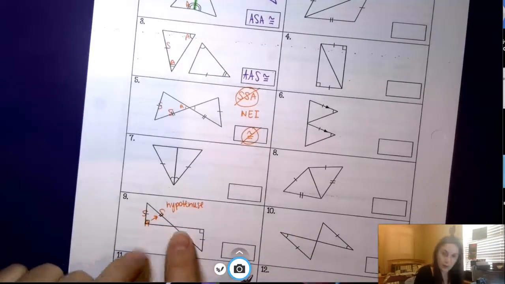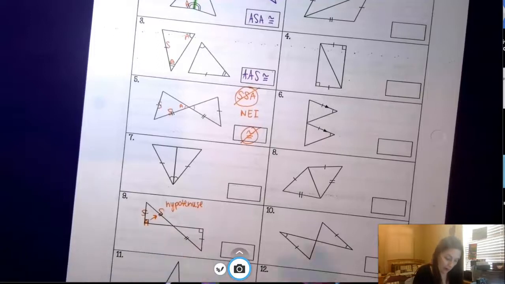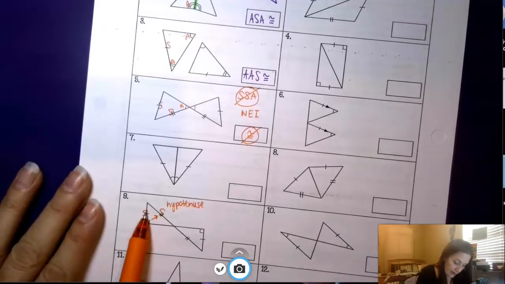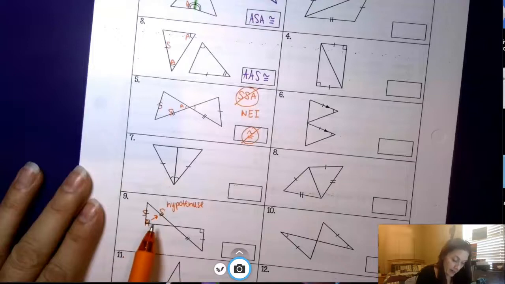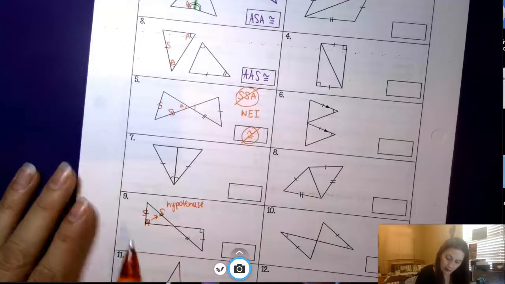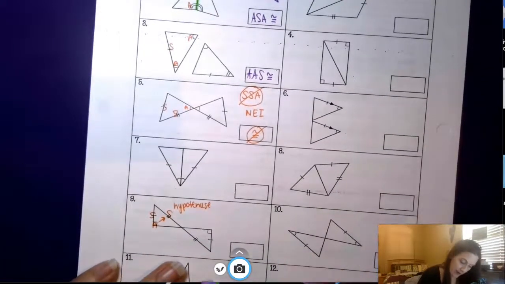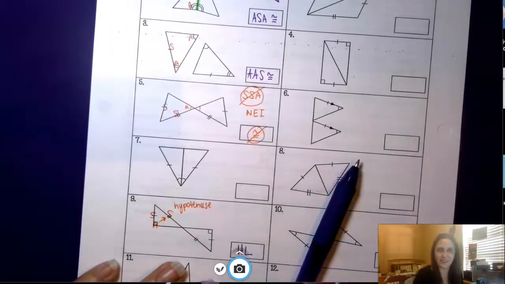I know these angles right here are also congruent, but I don't need them. They're extra. So if I did this one, SSA, I know I have a hypotenuse and a leg. This one is going to be true by HL.